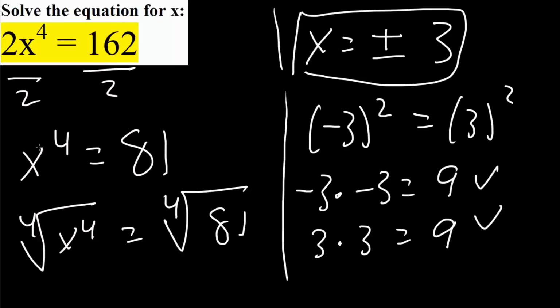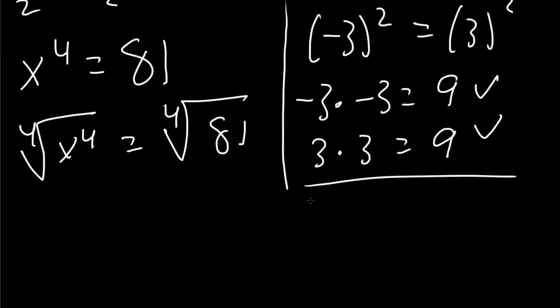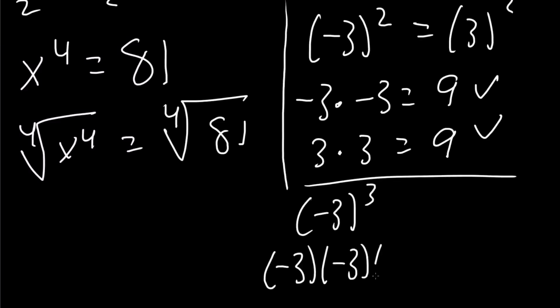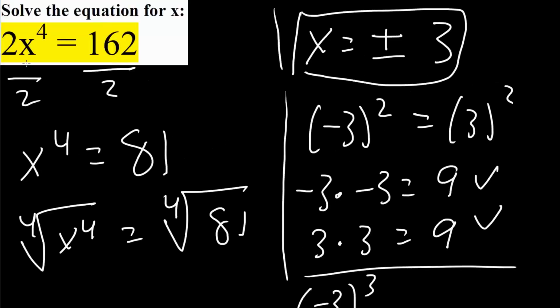But if this term right here was odd, like our first two problems, we would get, for example, let's say negative 3 cubed. We would get negative 3 times negative 3 times negative 3. So negative 3 times negative 3 is 9. 9 times negative 3 is negative 27. And that's why whenever we are solving for x and this value right here is even, we would get two answers, plus or minus. And that's it.